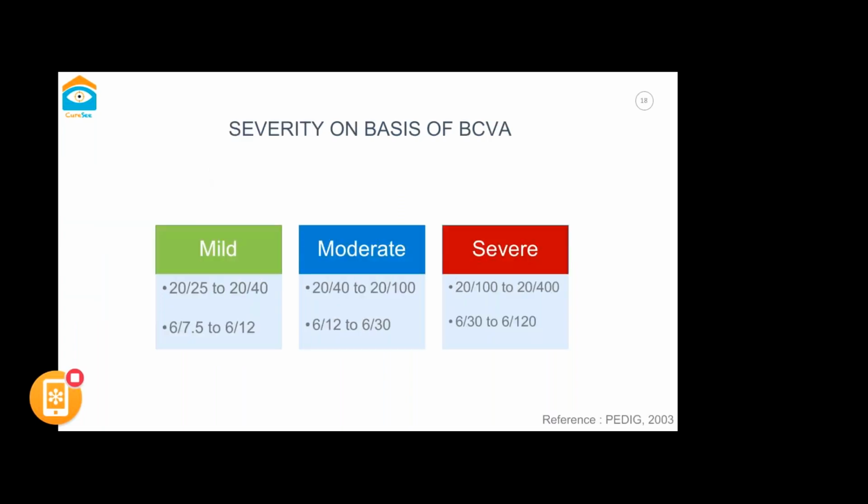Now, as we know that this is amblyopia, we need to even categorize it. Which one is it? Is it mild, moderate, or severe? So I have separated that on the basis of visual acuity.